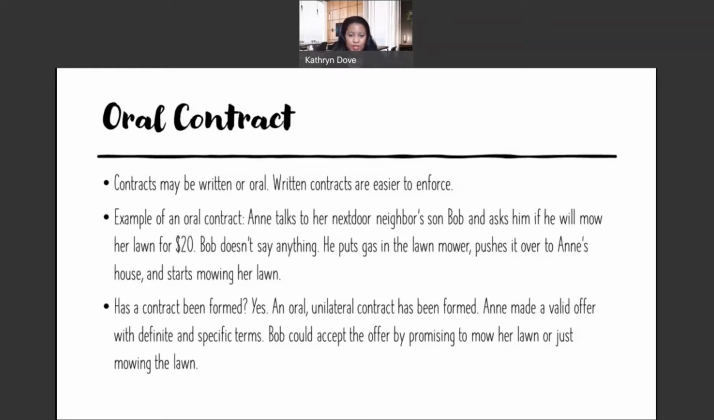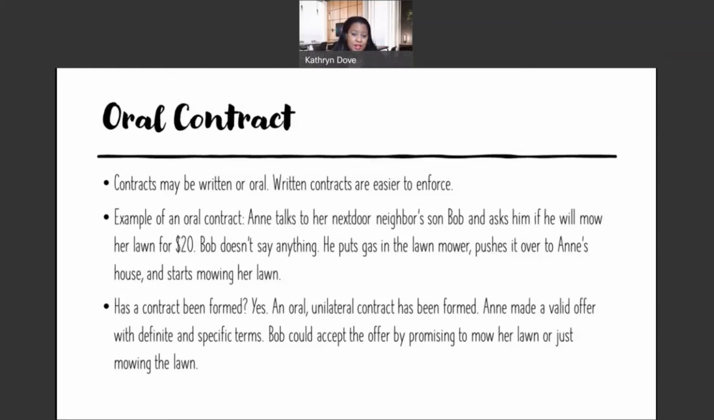It's unilateral because it involves one promise, a promise to pay $20, and Bob accepted that contract not by making a promise, but by performing, by mowing the lawn. So by accepting her offer, a contract's been formed. It's oral because it's not been written. It's unilateral because it's only one promise being exchanged for his performance. It's a valid offer with specific and definite terms. He accepted the offer by mowing her lawn.